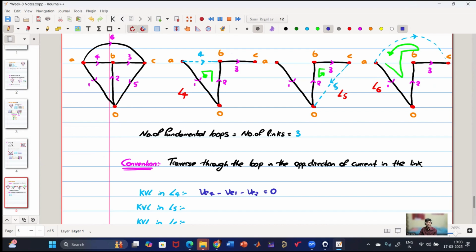Yes, at higher potential. But how are we traversing through the loop? We are going in the anti-clockwise direction, right? So we are going O to B, B to A, and then A to O. So we are basically going from B to A, from lower potential to higher potential. So that's why it is plus VE4. Is it clear? Yes.